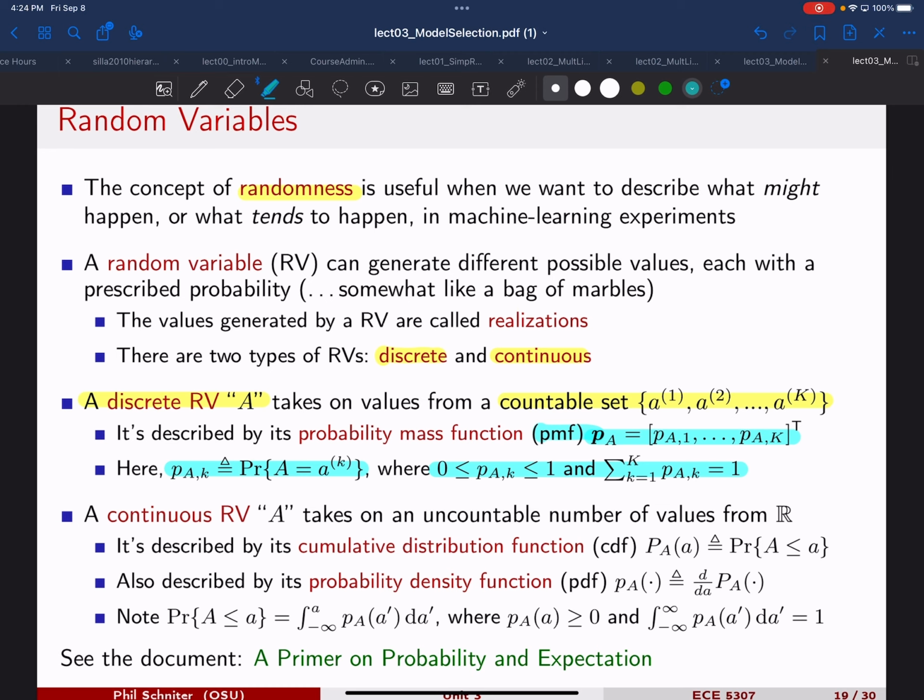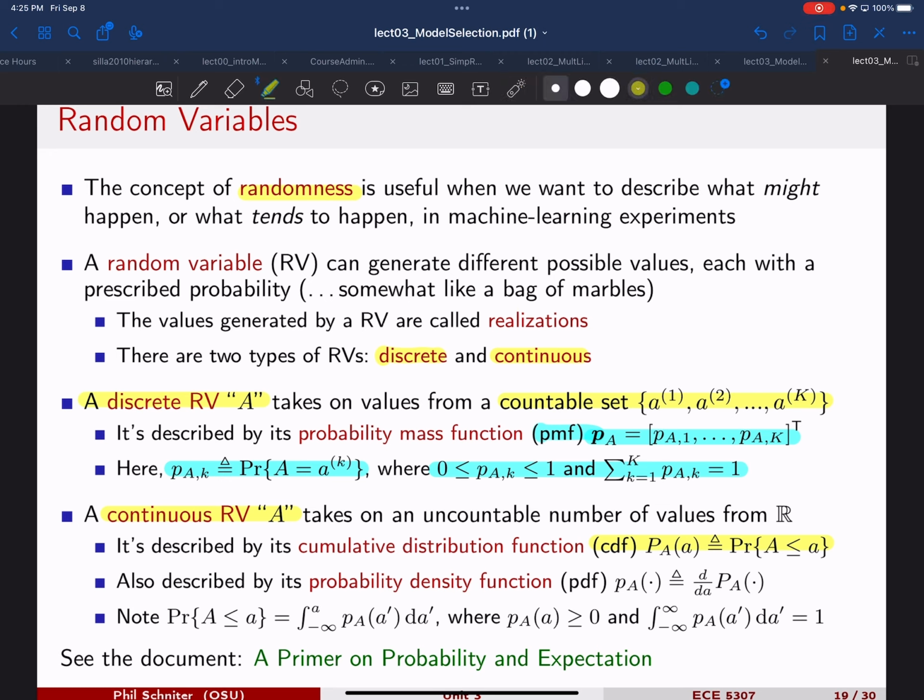Okay, continuous random variable. Again, we'll call it A. It's a little bit more complicated to deal with. There's two ways that we tend to summarize it. There's the cumulative distribution function, or CDF. This is a function that says, if we say the CDF of the random variable A evaluated at the number little a, it is the probability that this random variable is less than or equal to that number little a. So that's what the CDF means.